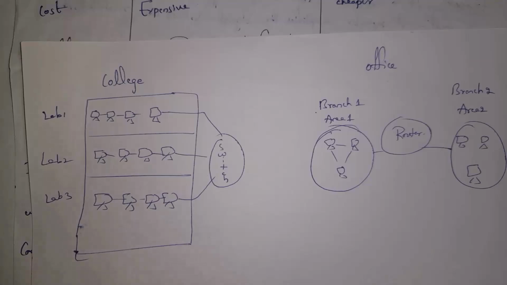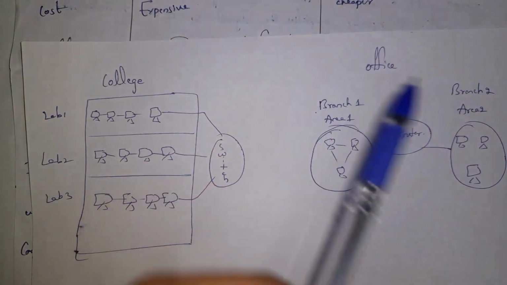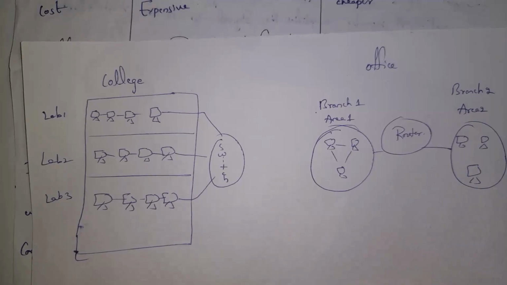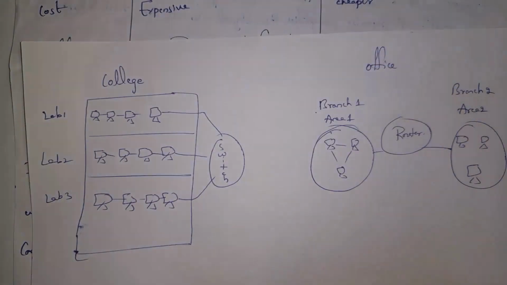Guys, for example, there is an office. In this office, one branch is located in one area and the other branch is located in another area. These two branch offices cannot communicate directly because they are very far apart. So this is one network and this is the other network. If these two networks want to communicate with each other, we need a router. So by using a router, different networks can communicate with each other.